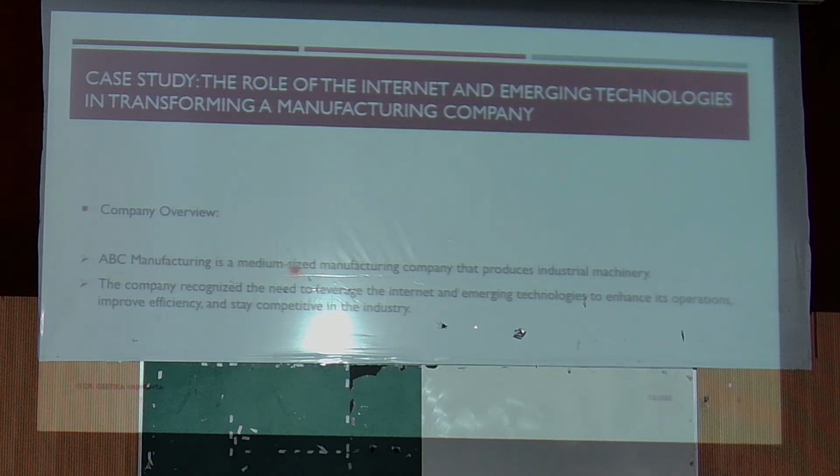So ABC Manufacturing is a medium-sized manufacturing company that produces industrial machinery. The company recognized the need to leverage the internet and emerging technologies to enhance its operations, improve efficiency, and stay competitive in the industry. It's a manufacturing company. So now I would like you to come up with your ideas.